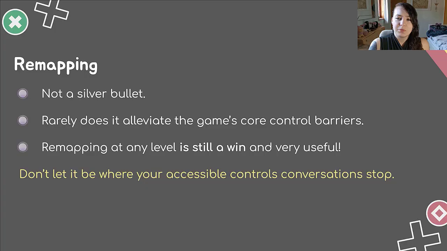I want to start the talk off with something that I've already mentioned, remapping. This is the most common thing that developers jump to when they think about controls accessibility, but it is often not a solution by itself, and rarely is it implemented in a way that actually alleviates the game's core control barriers. Remapping at any level is still an achievement and still helps, and I'm not diminishing that or recommending that you drop it from your roadmap at all. Please keep doing it. But my point is that remapping is not a blanket fix, and it shouldn't be where your conversation about accessibility and controls stops.